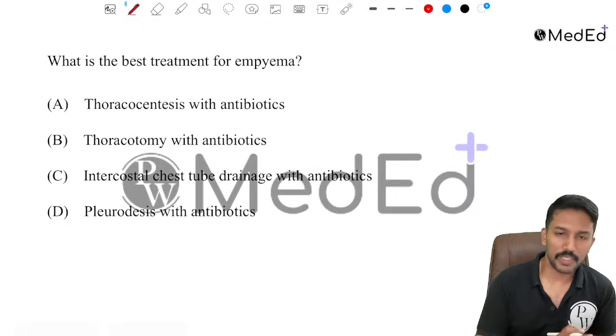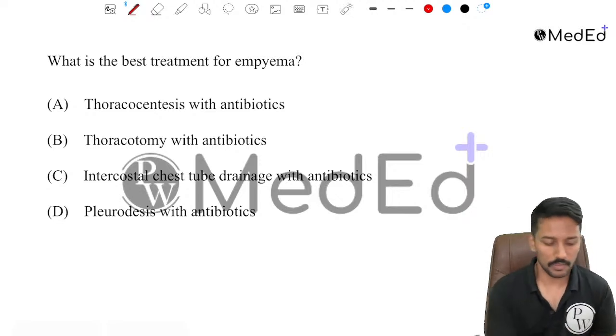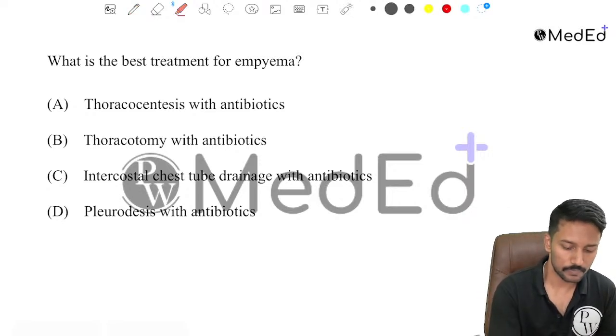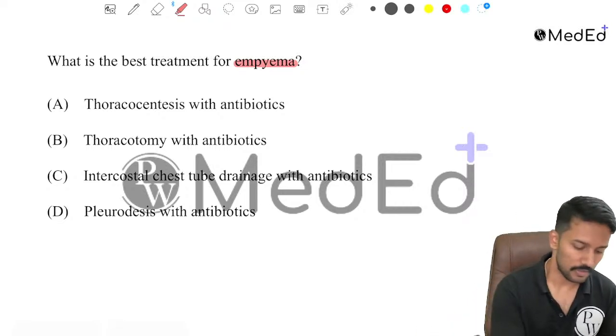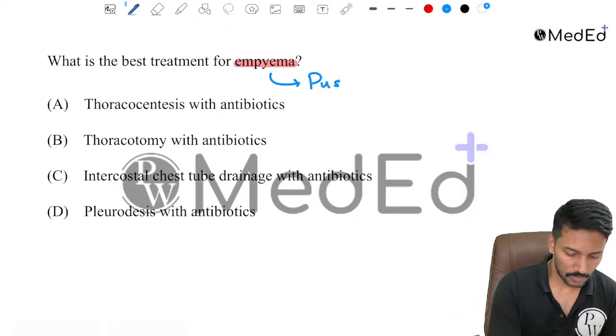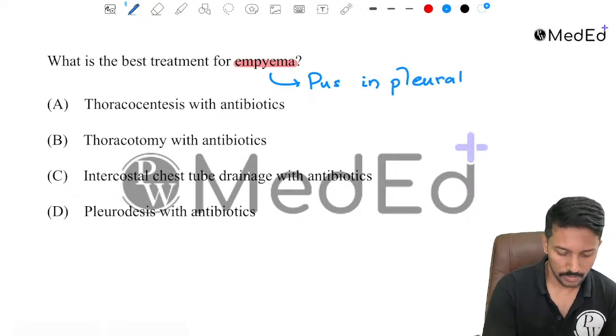Next question. What is the best treatment for empyema? Right? What is empyema? Empyema means pus in the pleural cavity. Right? Empyema, pus in pleural cavity.